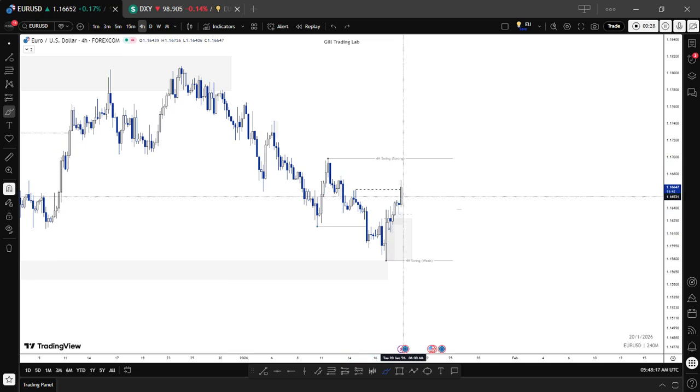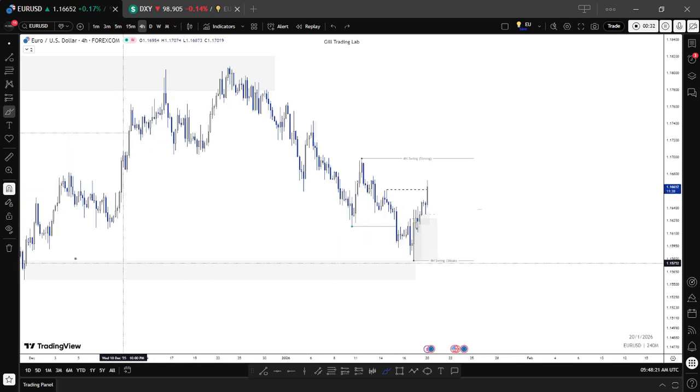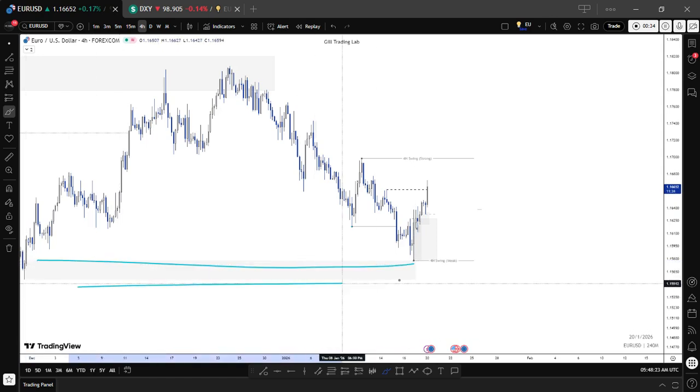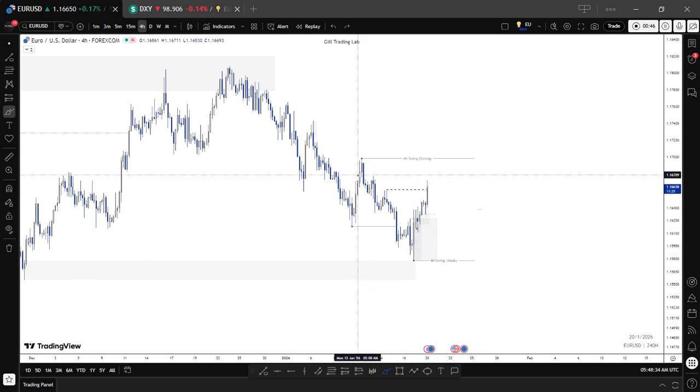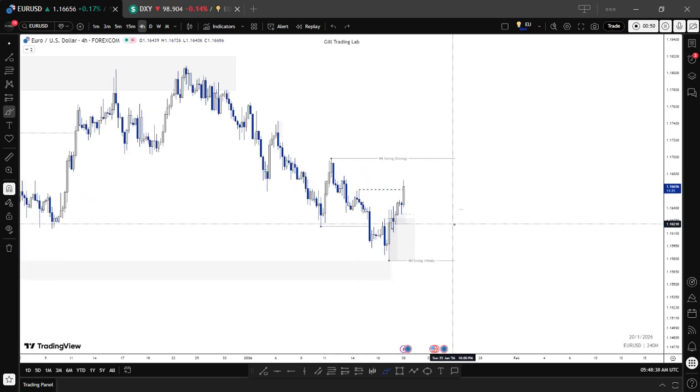the daily internal pullback. Price has pulled back, mitigated this demand over here, and since then we've been having this bullish order flow to facilitate the swing pullback. So currently, for today's session, we are in the swing pullback phase.